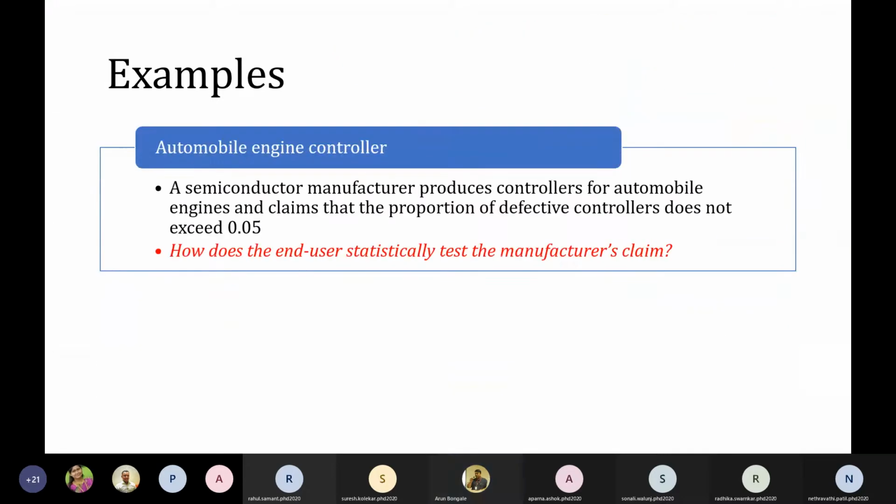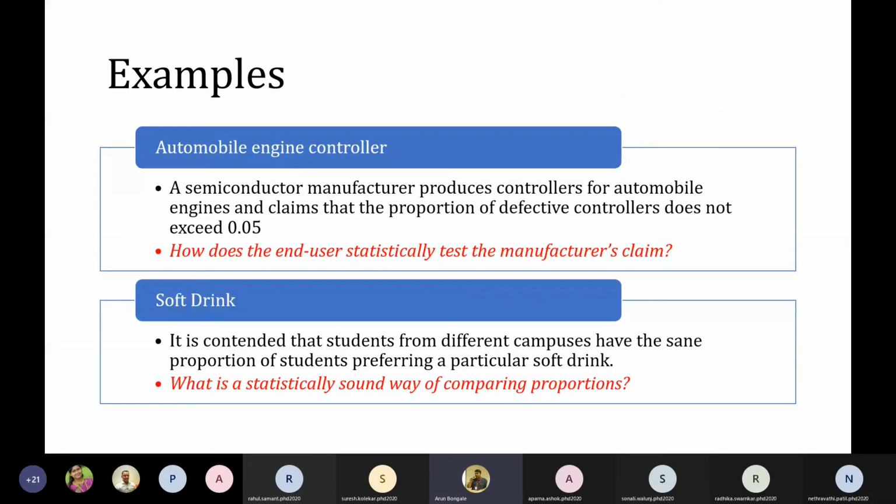Similarly, we also discussed one more example, an automobile engine controller. A semiconductor manufacturer produces controllers for automobile engines and claims that the proportion of defective controllers does not exceed 0.05. So if he manufactures some 100 components, out of 100, only 0.05 parts are defective. This is what the claim is.